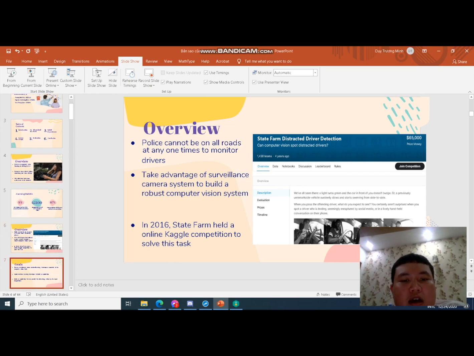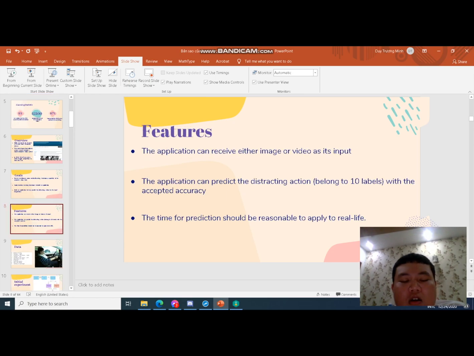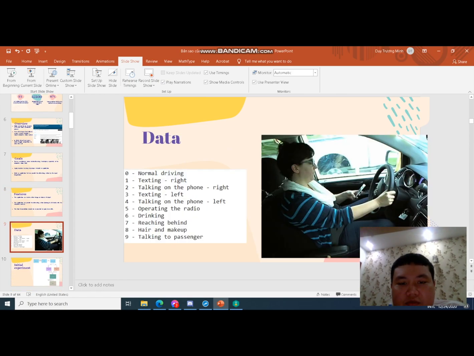So our assignment has some goals. First, we must survey and discover some machine learning techniques, especially in the computer vision field, and apply these techniques to build an application that can predict the distracted action from an image or a video. This application may have some features. First, it can receive either an image or a video as its input, and it can predict the distracted action belonging to 10 predetermined labels with acceptable accuracy, and the prediction time should be reasonable to apply to real life.